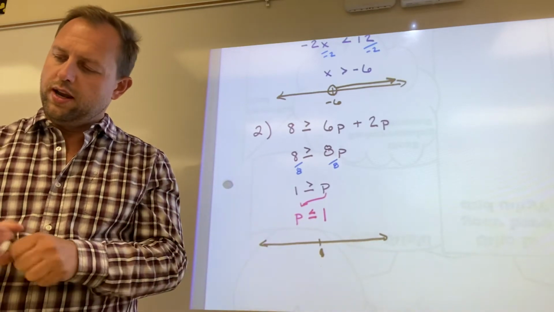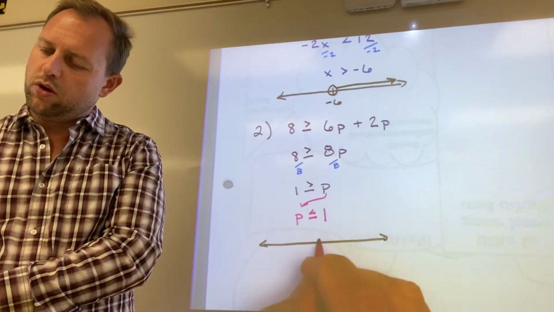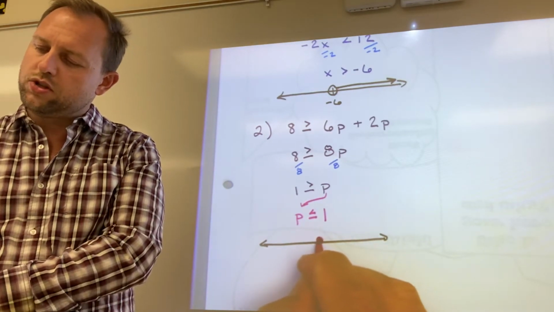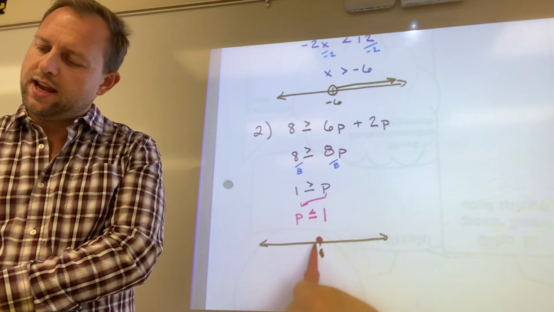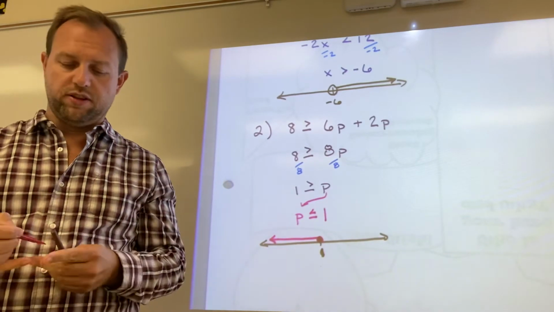Here's our 1. It's less than or equal to, so it's a closed circle, and less than means it's pointing to the left.